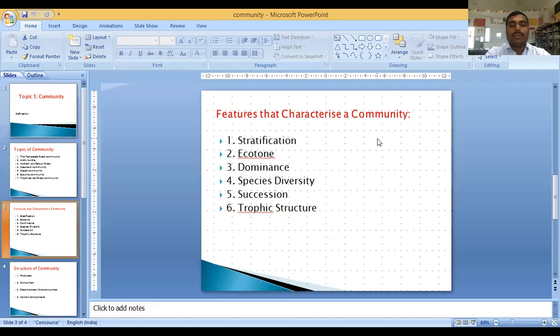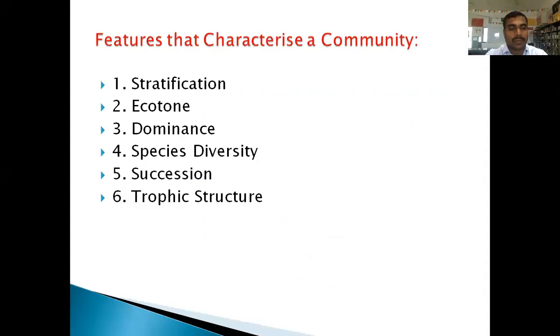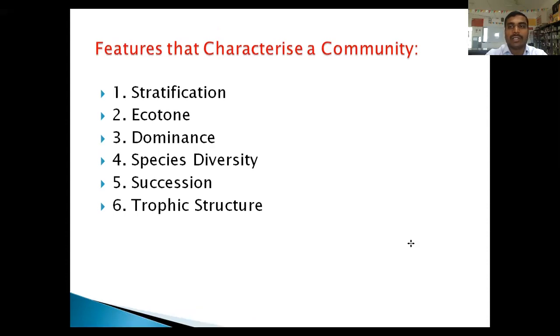Today in this lecture we will study the various characteristics of the community. These features that characterize a community are as follows. You can see in this slide these are stratification, ecotone, dominance, then species diversity, succession, that is ecological succession, and trophic structure. We will see one by one. Okay, first we will study the stratification. What is the meaning of stratification?